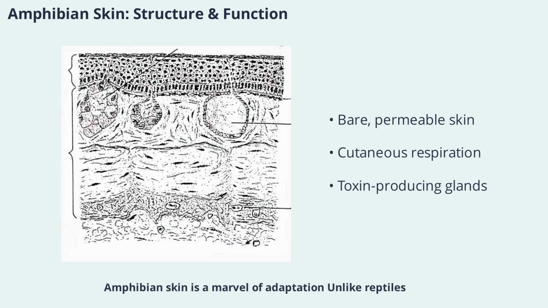Amphibian skin is a marvel of adaptation. Unlike reptiles, amphibians have bare skin without scales, feathers, or hair. This skin is essential for exchanging water, ions, and gases with the environment, a process known as cutaneous respiration. Moisture is crucial, so most amphibians inhabit damp habitats, though some frogs have adapted to arid regions. The skin contains mucus glands to keep it moist and granular glands that can produce potent toxins. For example, some newts produce enough tetrodotoxin to kill thousands of mice, while tropical frogs use toxins for defense.